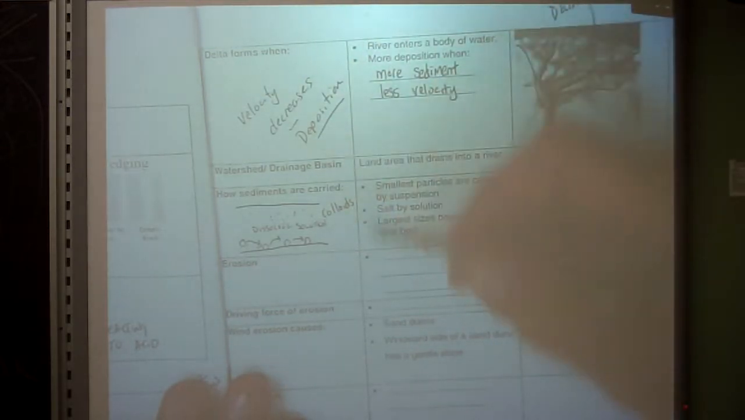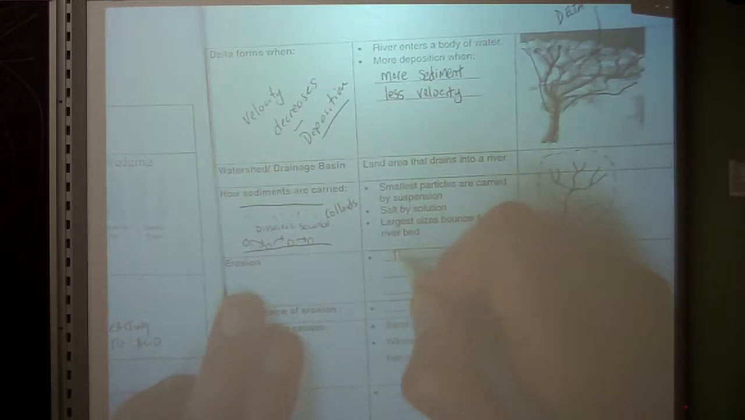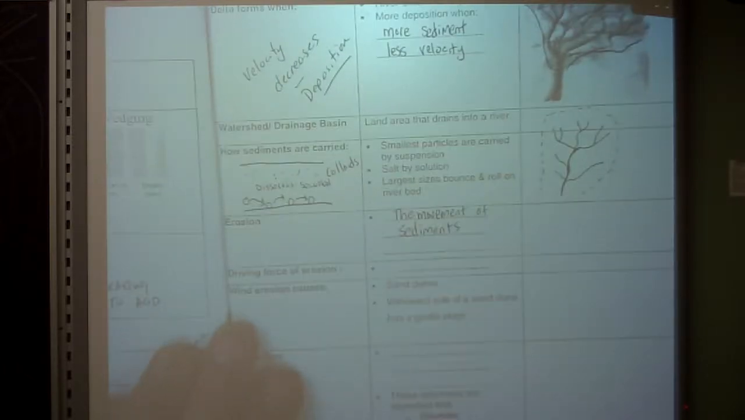Okay, this stuff right here, streams moving stuff along, all examples of erosion, which is the movement of sediments or rock fragments. And the driving force of erosion is actually gravity.